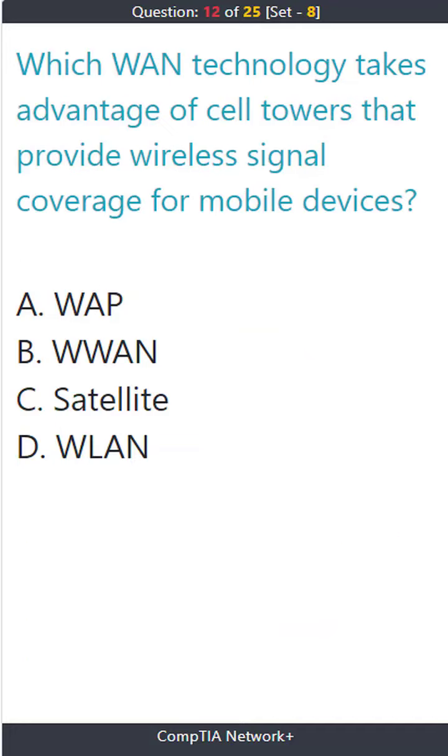Question 12. Which WAN technology takes advantage of cell towers that provide wireless signal coverage for mobile devices? A. WAP. B. WWAN. C. Satellite. D. WLAN.